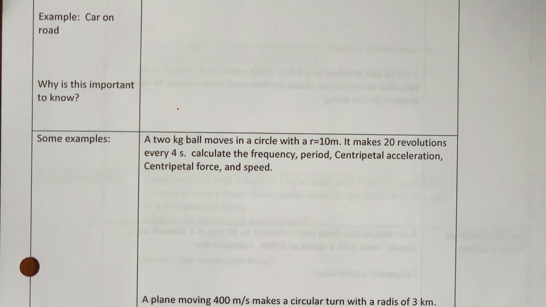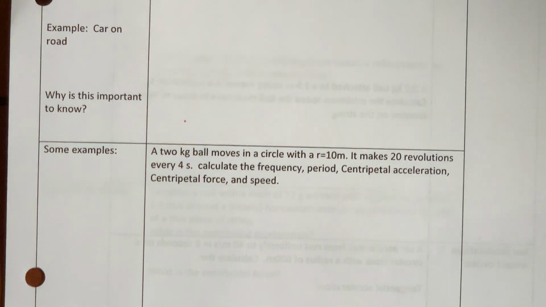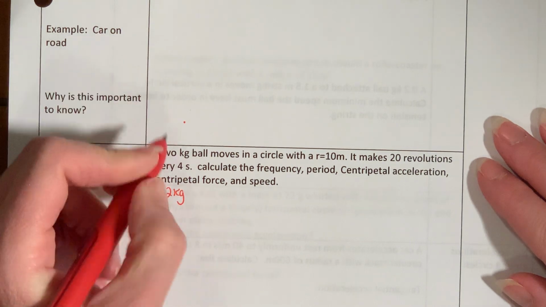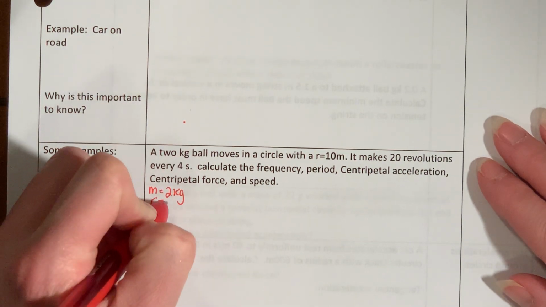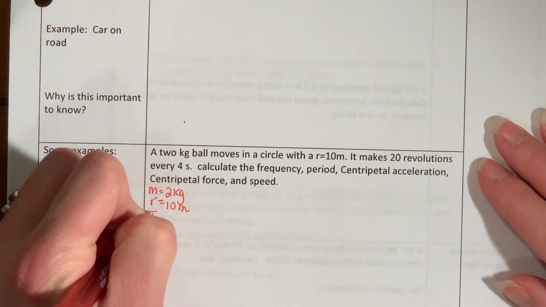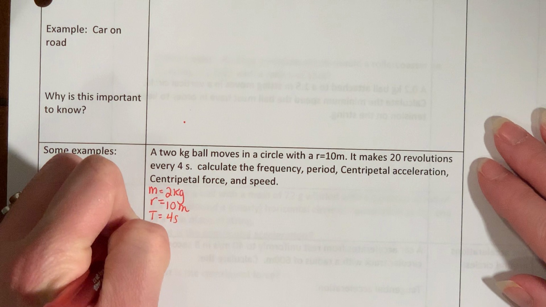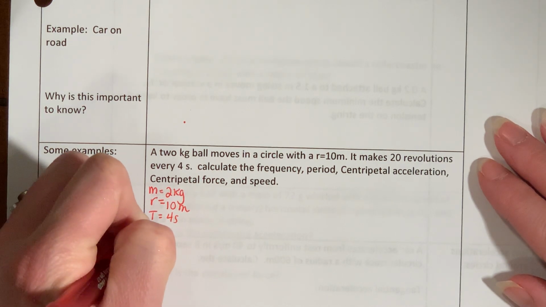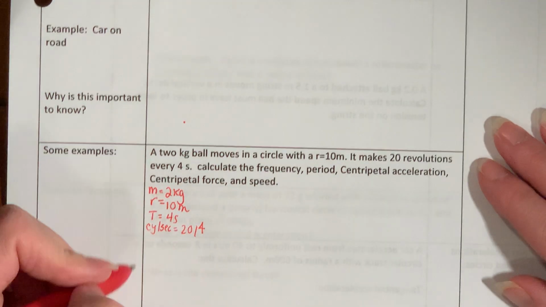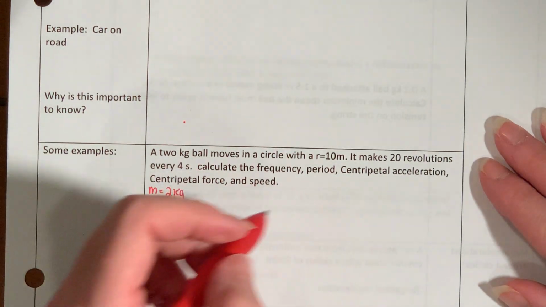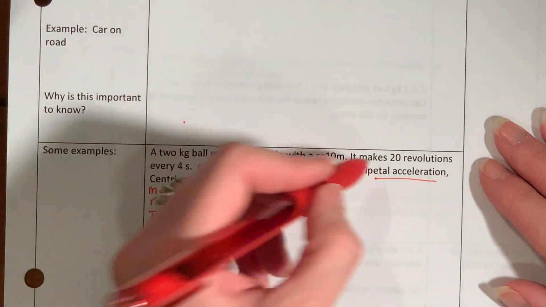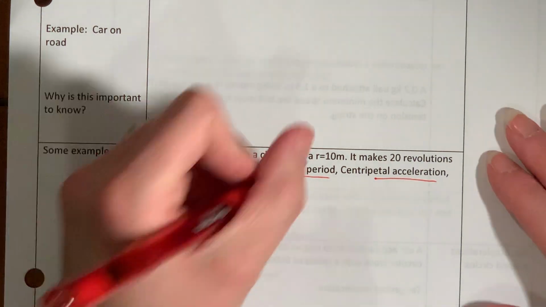So let's start with an easy example. This says we have a 2 kilogram ball, so mass of 2 kilograms, that moves in a circle with a radius of 10 meters. It makes 20 revolutions every 4 seconds. So our time is 4 seconds, and cycles per second is 20 revolutions every 4. This problem is looking for the frequency, the period, the centripetal acceleration, the centripetal force, and the speed.